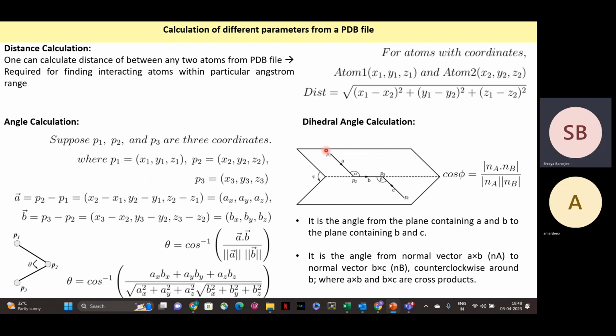The same concept is used for the dihedral angle. In the dihedral angle, the calculation is a bit more complex because it involves the cross product and dot product of vectors. But all the data that you need is the coordinates of these four atoms that are connected in the dihedral angle. Once you have the coordinates of P1, P2, P3, P4, you can just put them in the formula, get the cross product and dot product respectively, and find this dihedral angle between these four atoms.